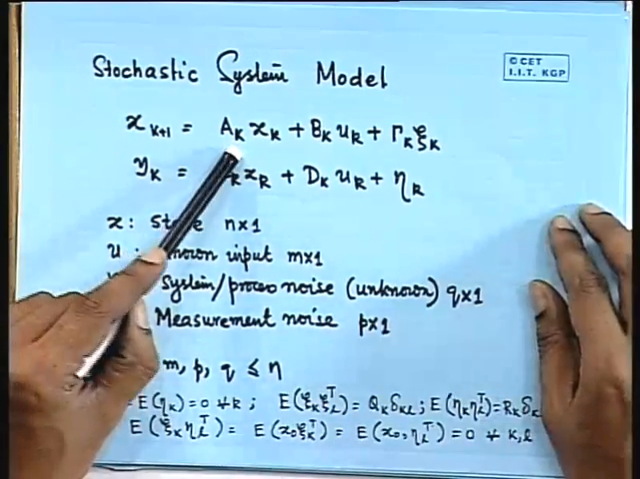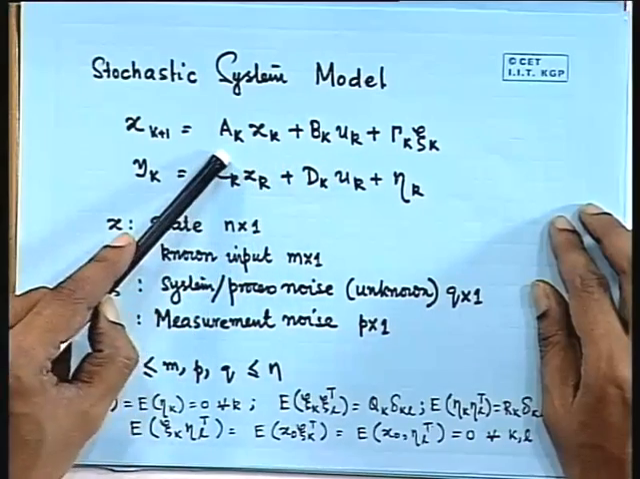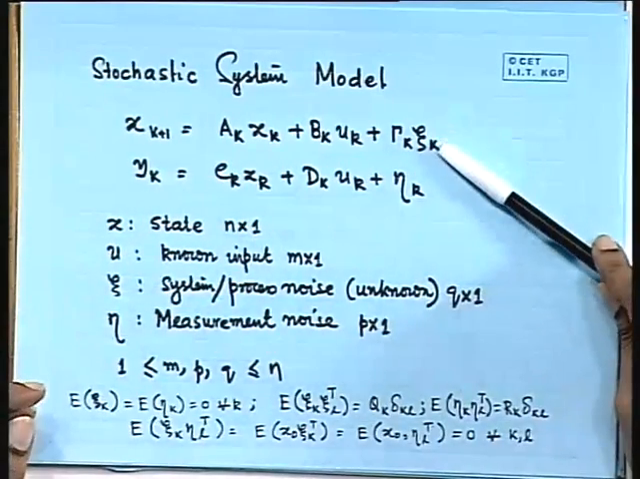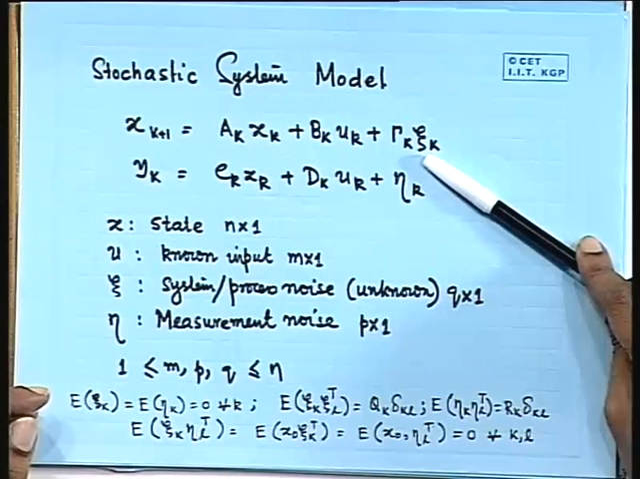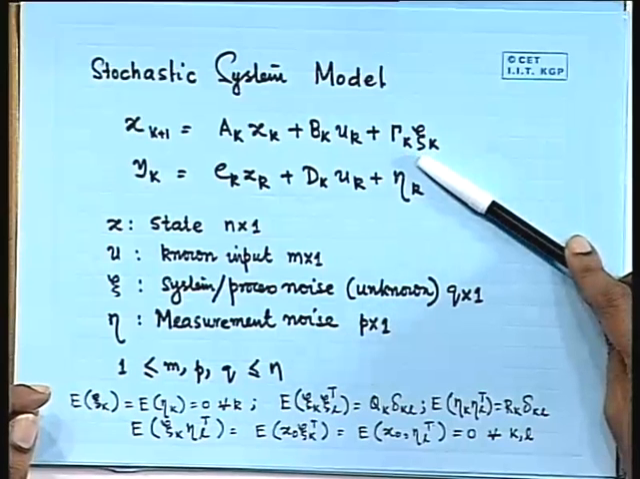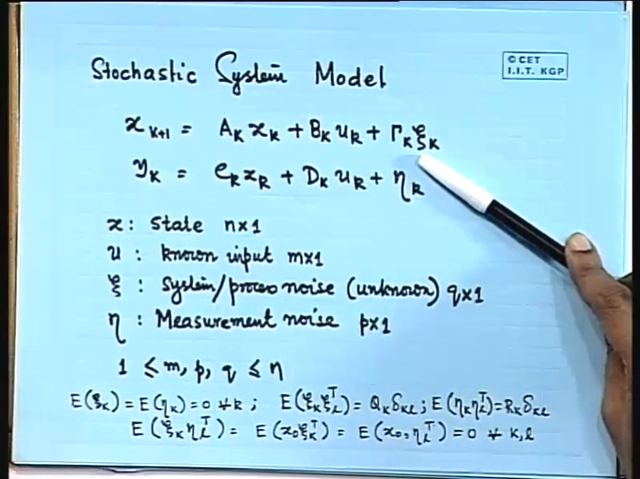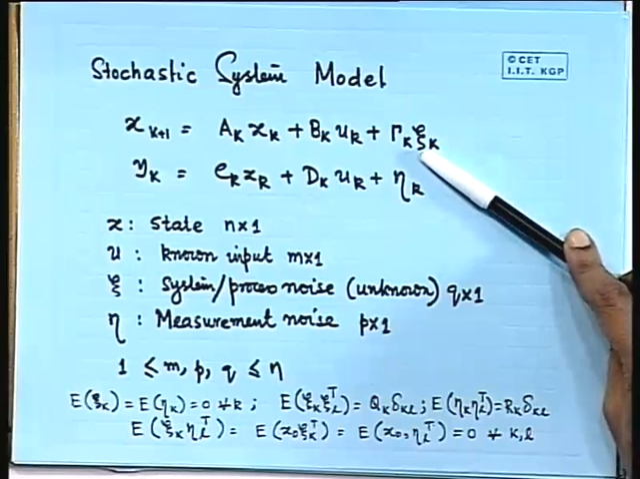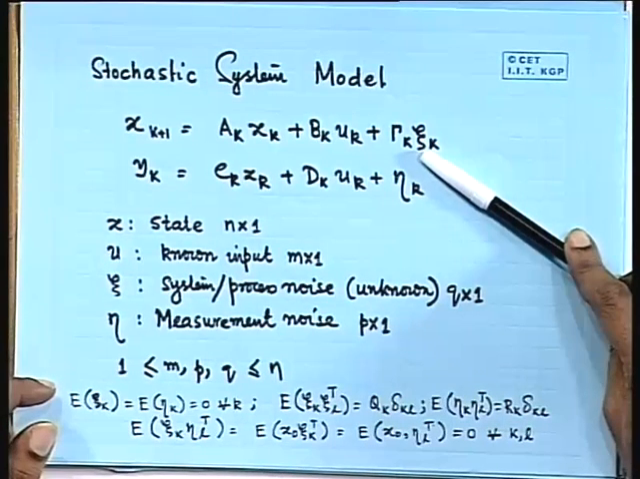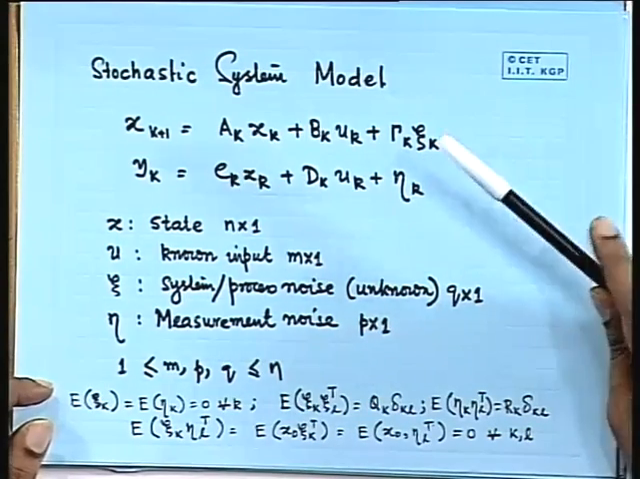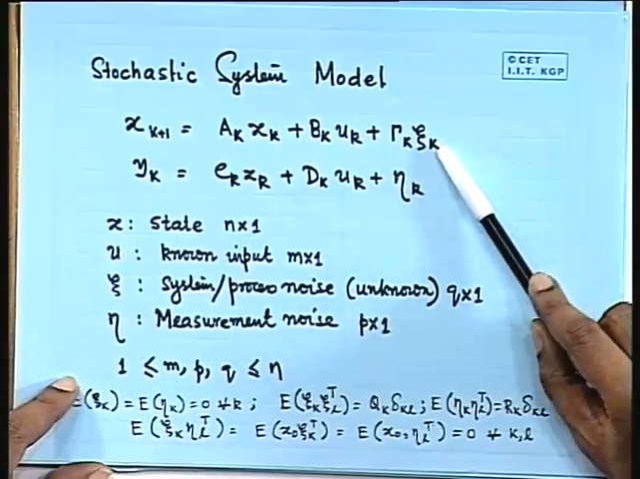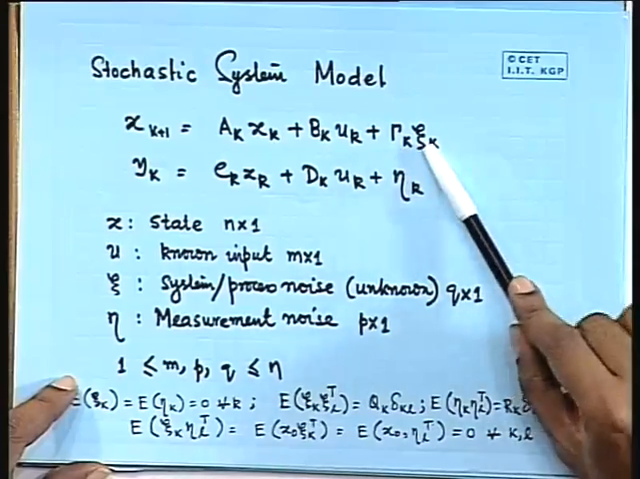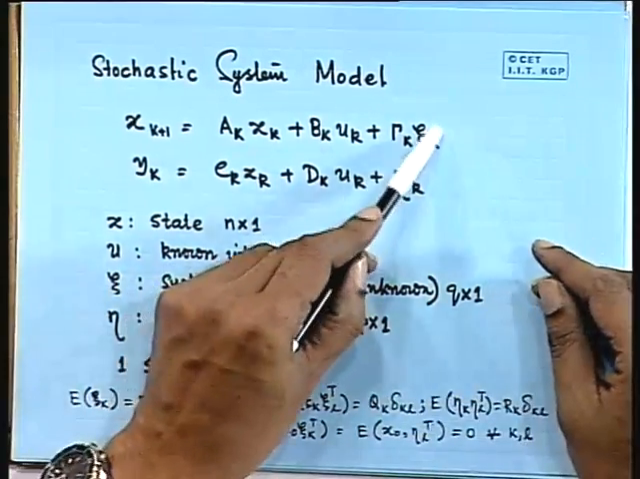Now, apart from A_k x_k plus B_k u_k, which were there in the observer also, we now have a third term, which is gamma_k times xi_k. I always get confused between xi and zeta. I think it is xi. Anyway, I will check the dictionary to remove that confusion. So this term, gamma_k xi_k, is the term which is unknown.